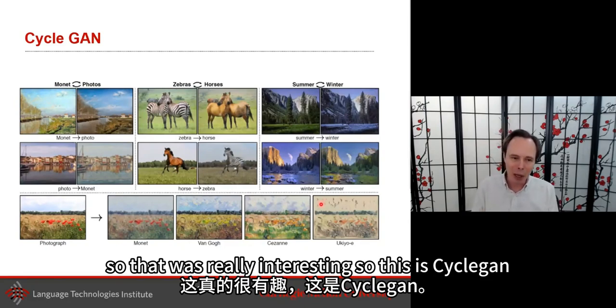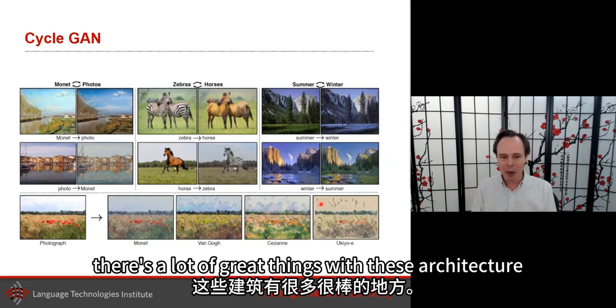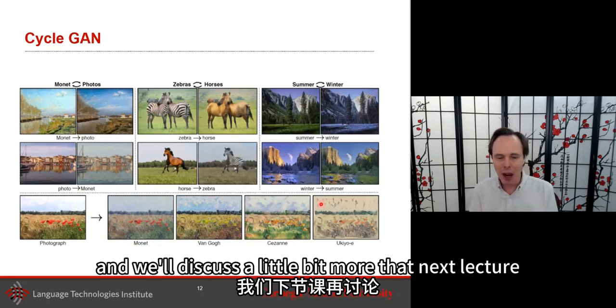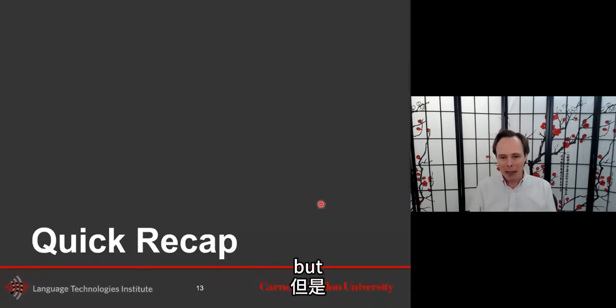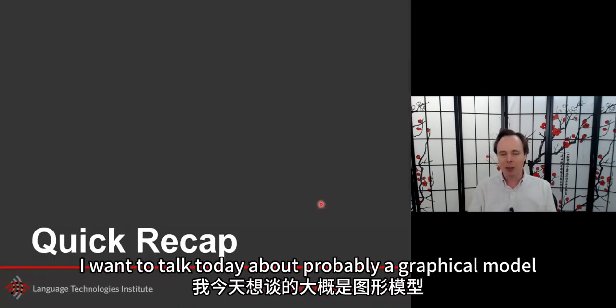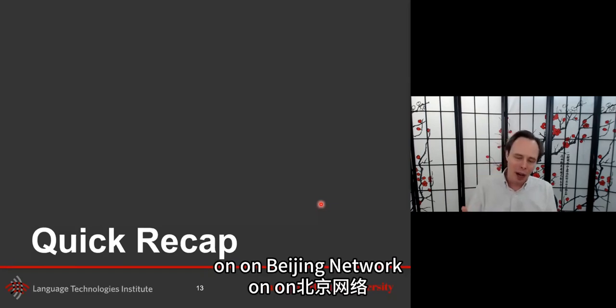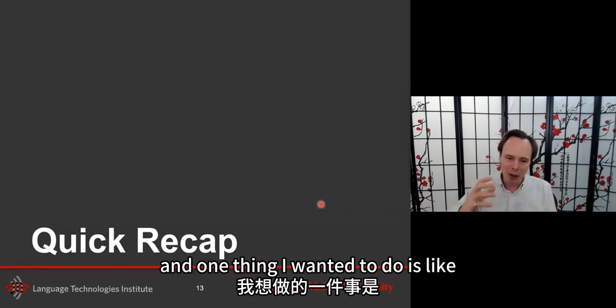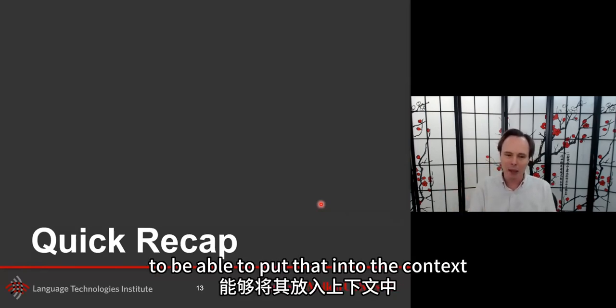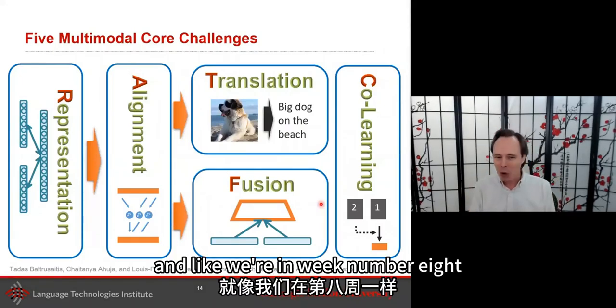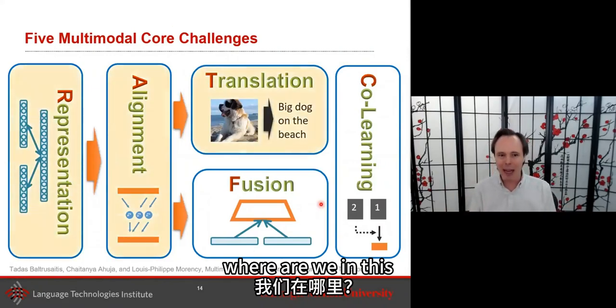So this is CycleGAN. There are a lot of great things with this architecture, with a little bit of a challenge on the optimization, and we'll discuss that a little more in the next lecture. But I want to talk today about probabilistic graphical models, to continue the lecture on Bayesian networks. One thing I wanted to do is put that into the context of the whole course. We're in week number 8. Where are we in this?